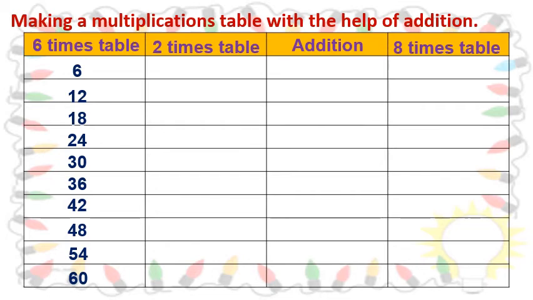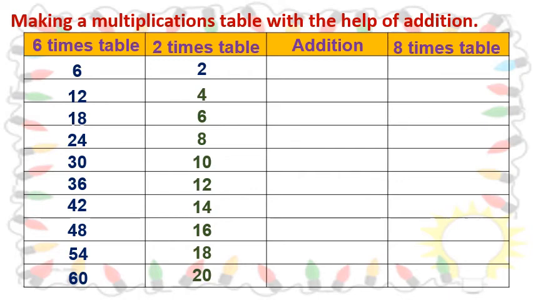Now in the second column we will write 2 table. 2's table, okay? 2 1s are 2, 2 2s are 4, 2 3s are 6, 2 4s are 8, 2 5s are 10, 2 6s are 12, 2 7s are 14, 2 8s are 16, 2 9s are 18 and 2 10s are 20. Now dear students, we have written 6 times table in the first column and 2 times table in the second column. Now in the third column, we are going to add these two numbers row wise.